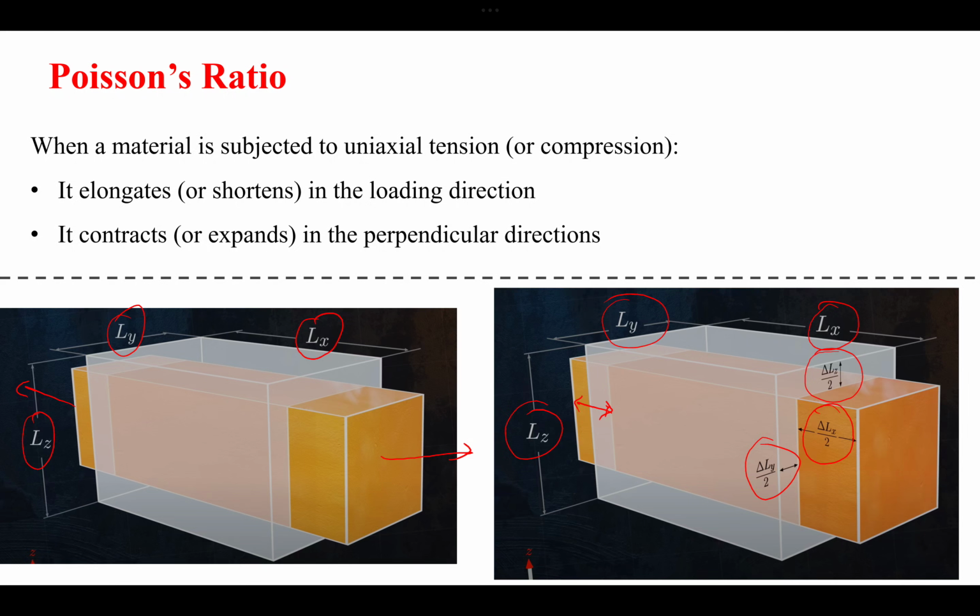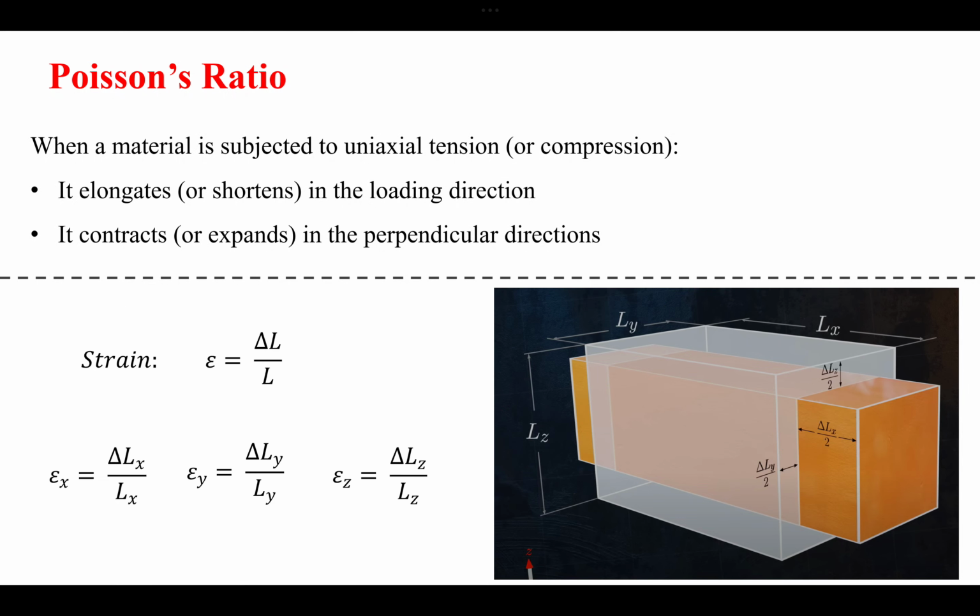Now that we know the changes in the x, y and z axes, we can go on and calculate the strain, and we already know the strain is given as change in length divided by the original length. Now it's very clear that in this case we do not have the change in length in just one axis, but we have change in length in all three axes: in x, in y and in z. Similarly, we have the original lengths of the x, y and z axes. This gives us the strain in x, strain in y and strain in z.